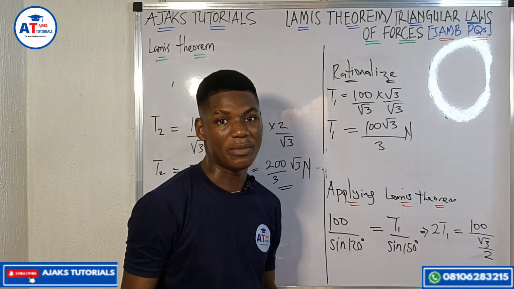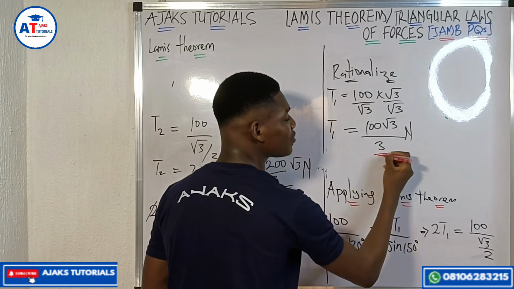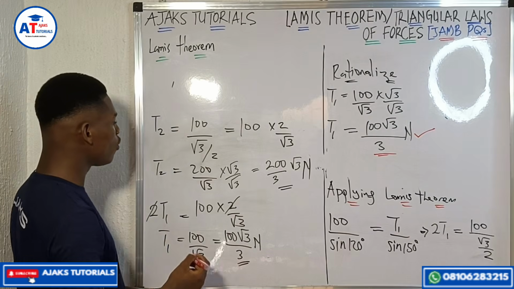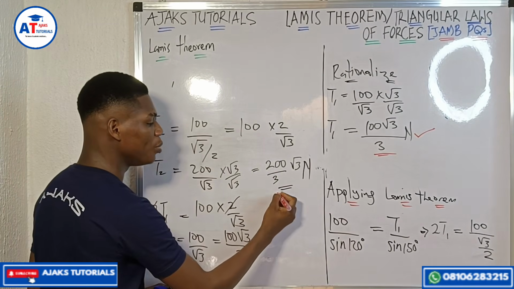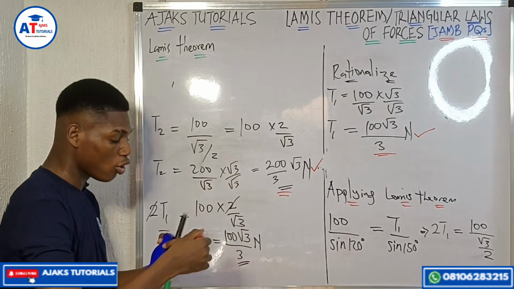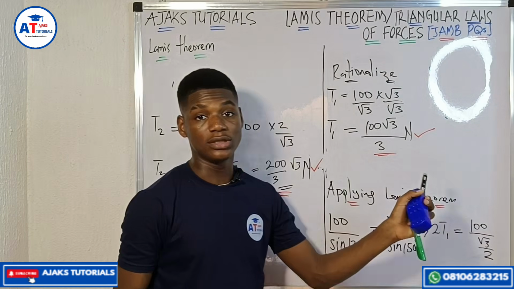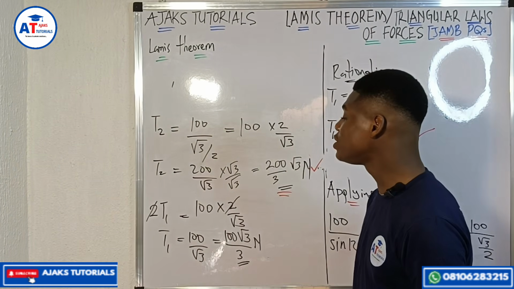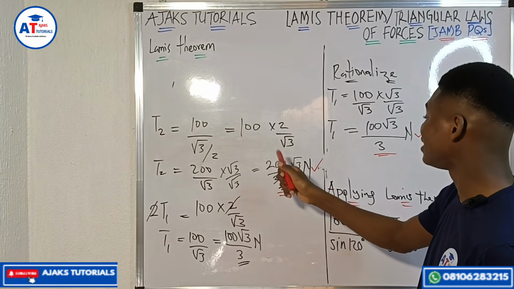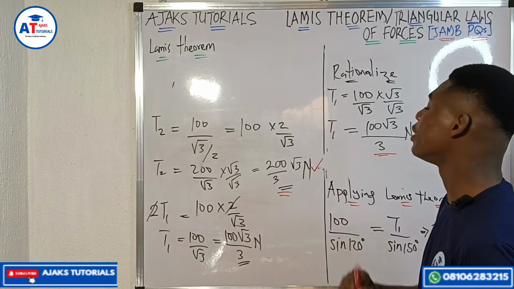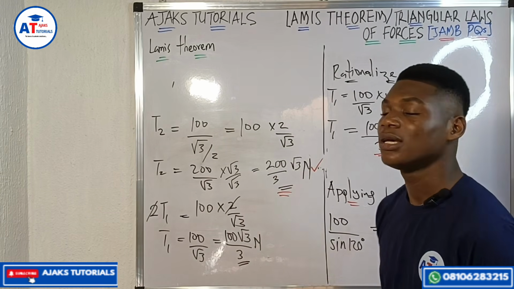So this is Lami's theorem. It's simple. Forget it, because I'm teaching you, that's why it looks hard. When you do it on your own, you'll be very fine. So in conclusion, my T1 is 100 root 3 over 3, and my T2 is what? 300 over 3 root 3. Yes, I hope this is clear.